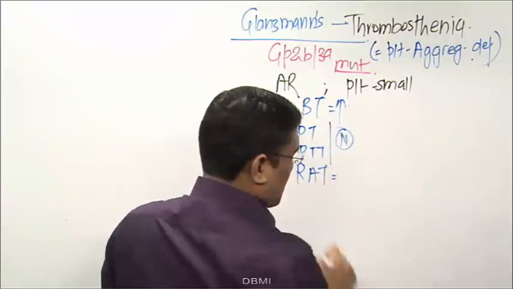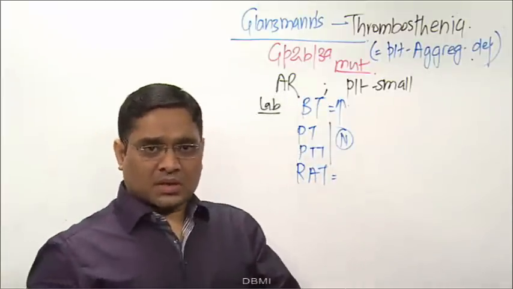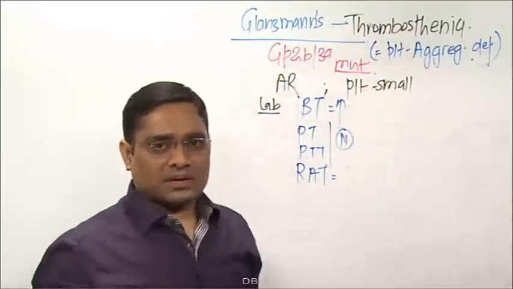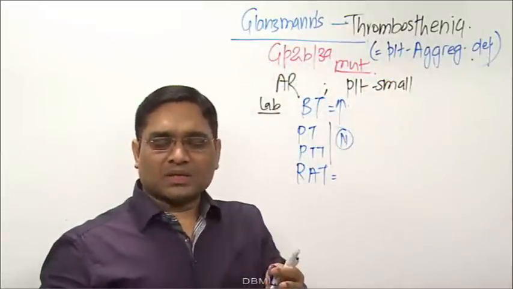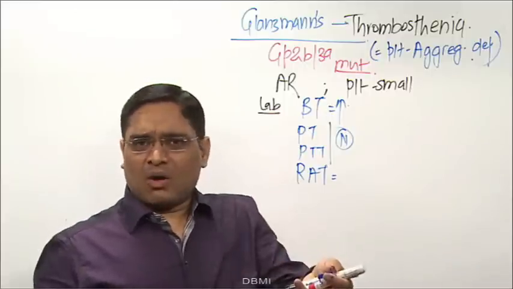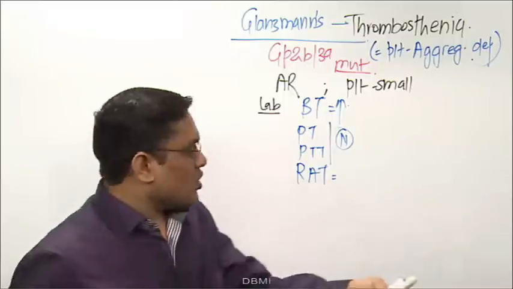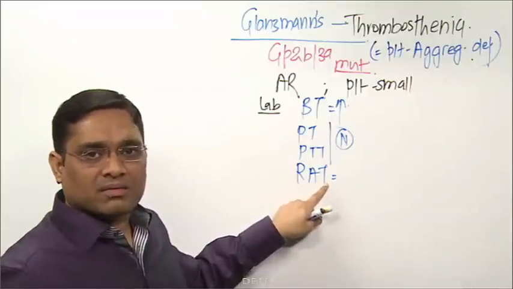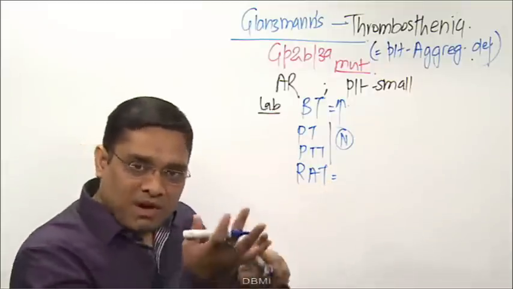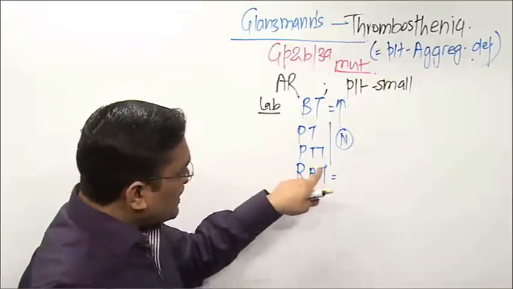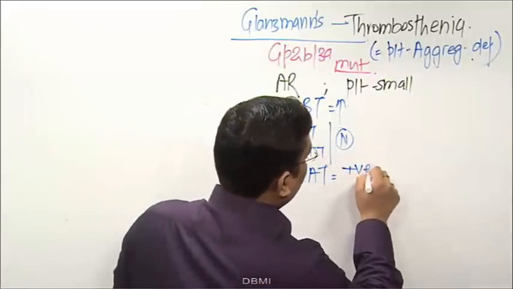Ristocetin adhesion test. See this. It's a platelet aggregation disorder. So GP2B3A is absent. GP1B is normal. If GP1B is normal, then adhesion will be normal. If adhesion is normal, so will the ristocetin adhesion test be positive or negative? Positive. Because GP1B is present, von Willebrand factor is present, so ristocetin adhesion test will be positive or normal.